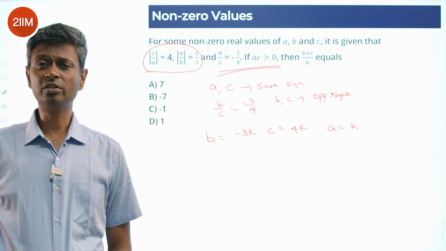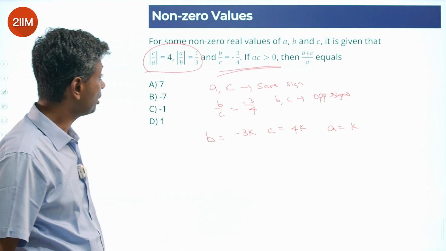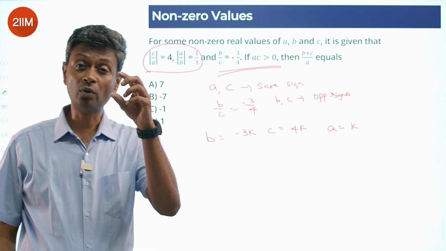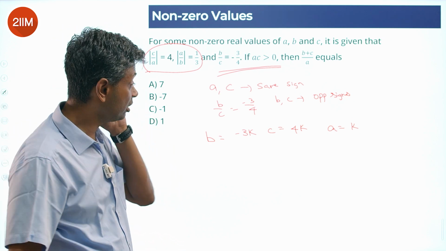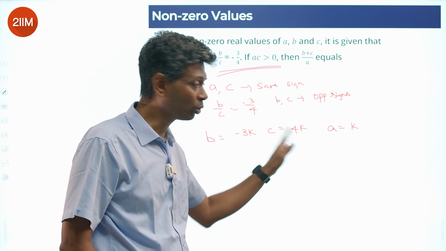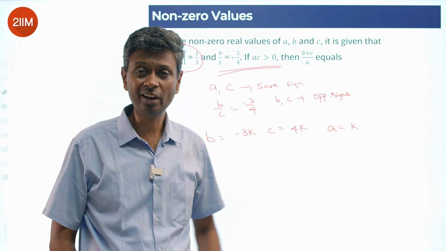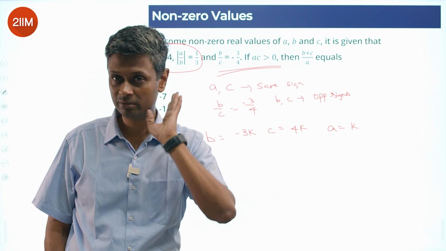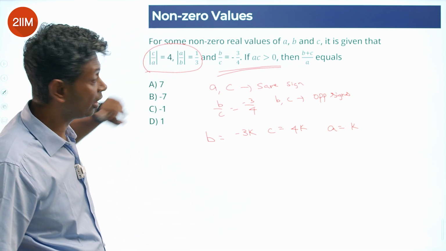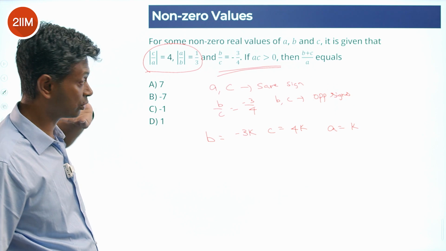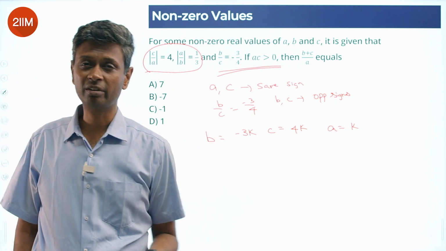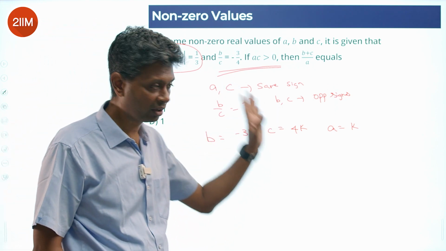AC is greater than 0, a and c should have the same sign. B by c is minus 3 by 4, b and c should have opposite signs. If b is minus 3k, c should be 4k. If c is in terms of 4k, a should be some positive number of times k. Modulus of c by a is 4, modulus of 4k by a is 4, so a should be plus or minus k. It is not minus k, it should only be plus k.